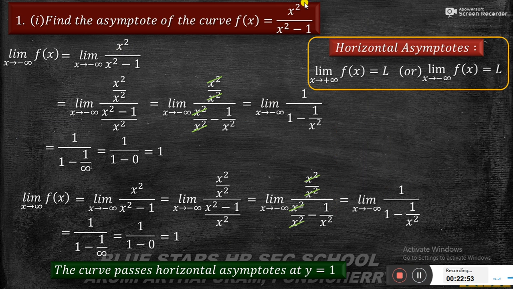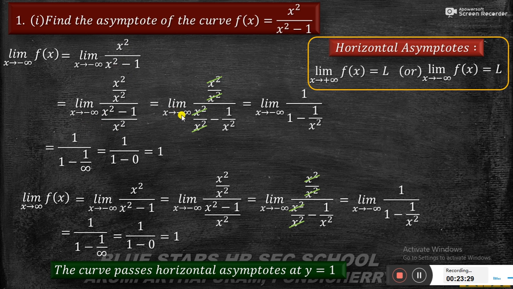So now we discuss exercise 7.9. Find the asymptote of the curve f of x equal to x square by x square minus 1. Now I take the limit as x tends to minus infinity of f of x, which is x square by x square minus 1. For the numerator I take x square by x square, and the denominator I take x square minus 1 by x square.